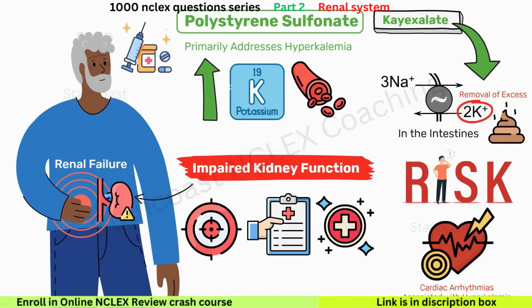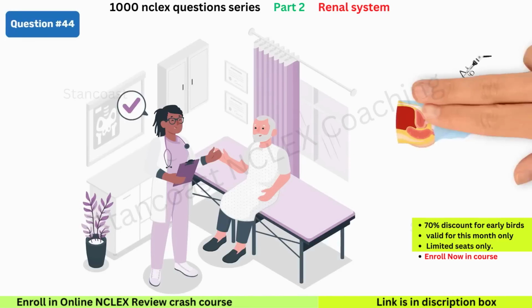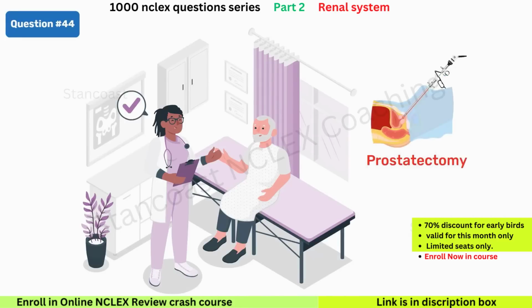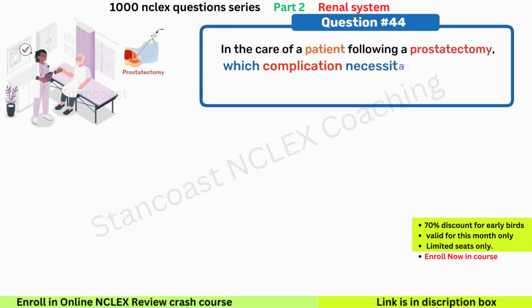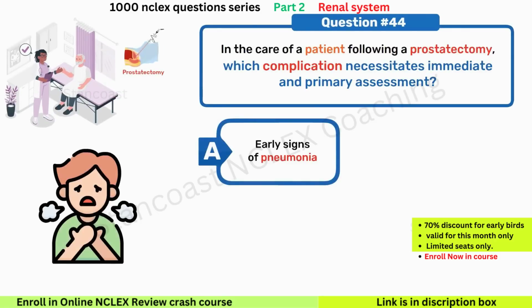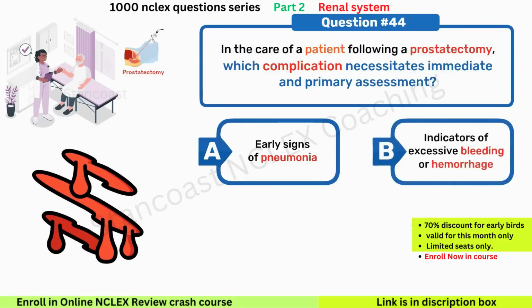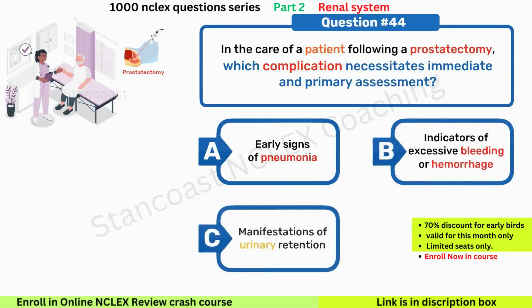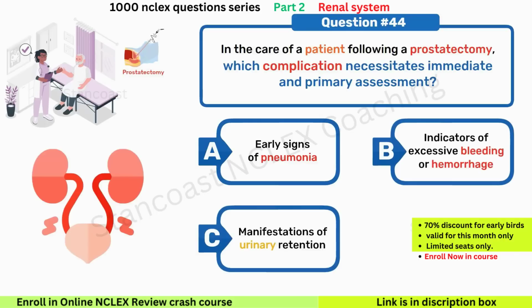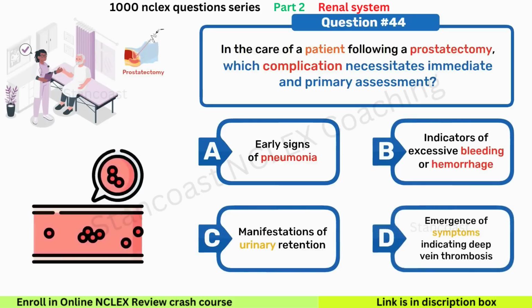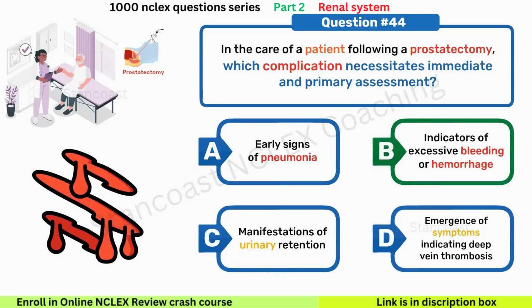In the care of a patient following a prostatectomy, which complication necessitates immediate and primary assessment? A. Early signs of pneumonia. B. Indicators of excessive bleeding or hemorrhage. C. Manifestations of urinary retention. D. Emergence of symptoms indicating deep vein thrombosis. The correct response is B. Indicators of excessive bleeding or hemorrhage.